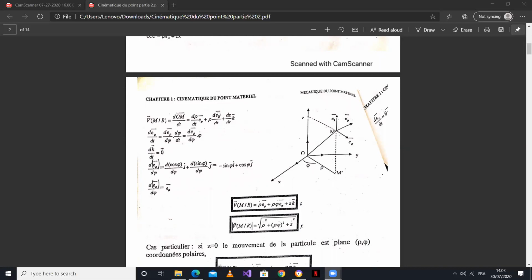And then when we derive d de e rho dt, we do not have the expression for e rho in terms of time. We do not have it. So we cannot derive directly with respect to time because we do not have the expression for e rho in terms of t or in terms of time.